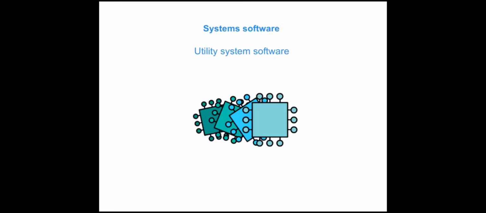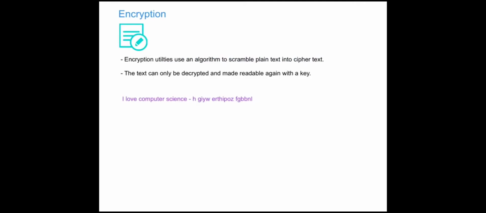In this video, we consider utility system software. Encryption is a topic that you would have studied in 1.5 when you looked at network topologies, protocols and layers. Encryption utilities can also be part of the operating system. They use algorithms to scramble plain text into what is known as ciphertext. The text can only be decrypted and made readable again with a key. Encryption techniques may be very simplistic, such as the Caesar cipher, or they may be very complex, potentially taking computers hundreds of thousands of years to be able to decrypt the actual data.